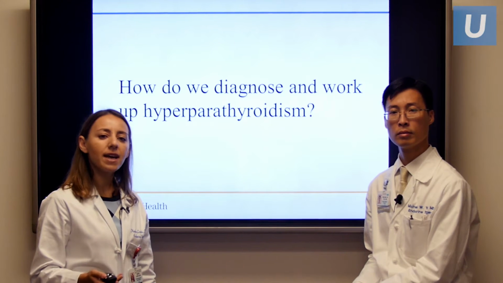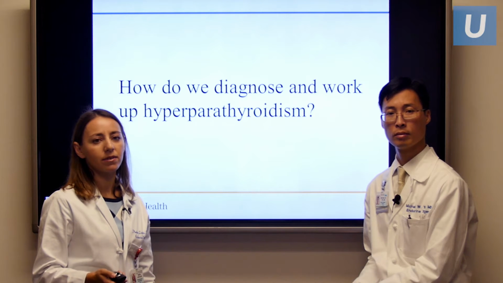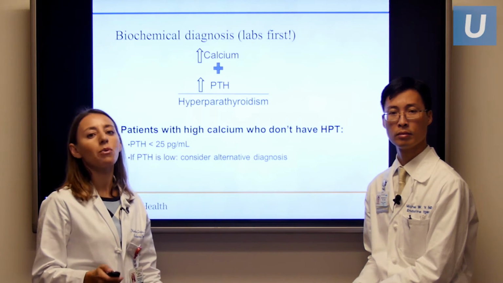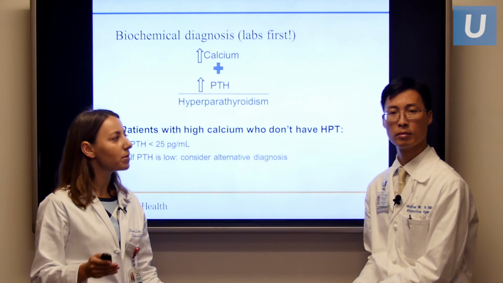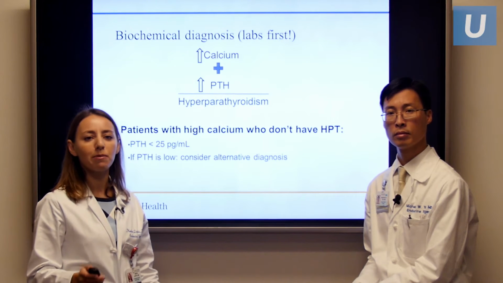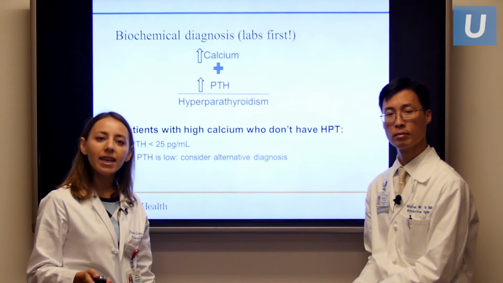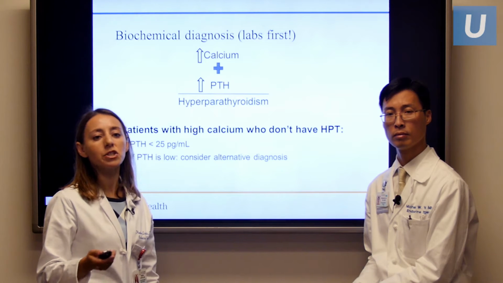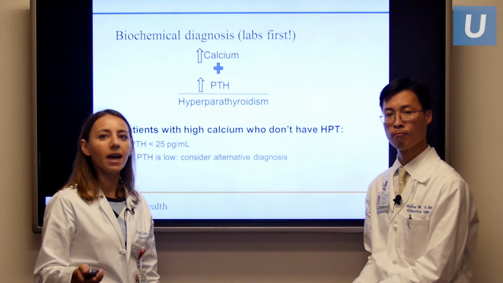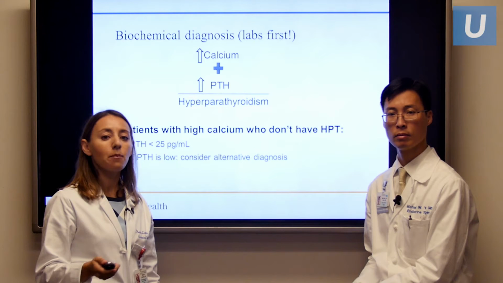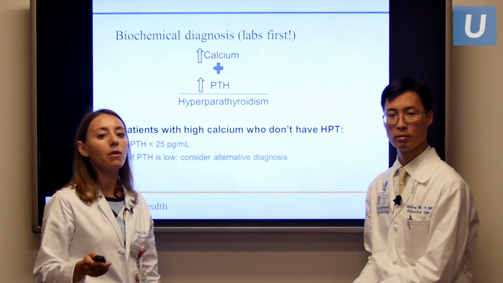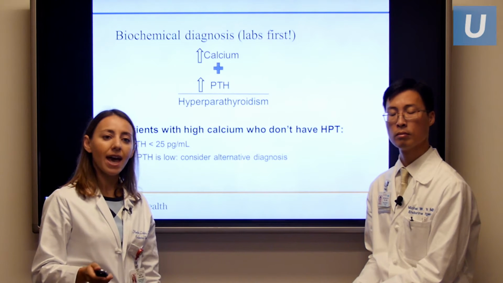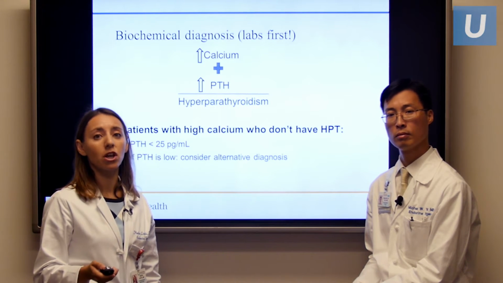So then, how do we diagnose this disorder and how do we work it up? Very simply, the diagnosis should start with laboratory tests. It should not start with imaging or any other tests. It should really start with the laboratory test first. If you have an elevated calcium and your parathyroid hormone level is also elevated, then almost always you have hyperparathyroidism. Now, patients who have a high calcium but who don't have hyperparathyroidism will typically have a very low PTH level. Not normal, but very low. And if that's the case, then we would consider an alternative diagnosis.